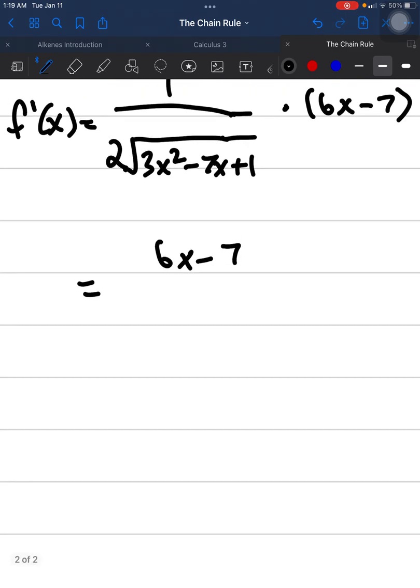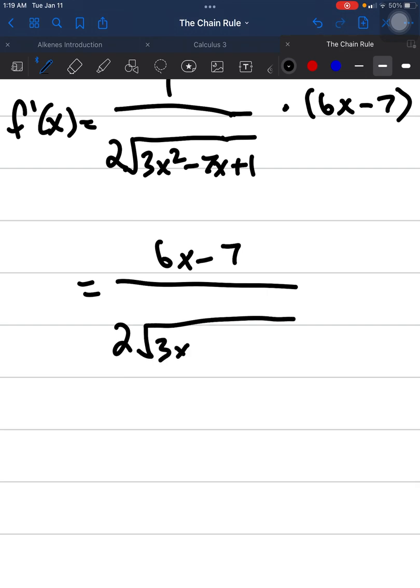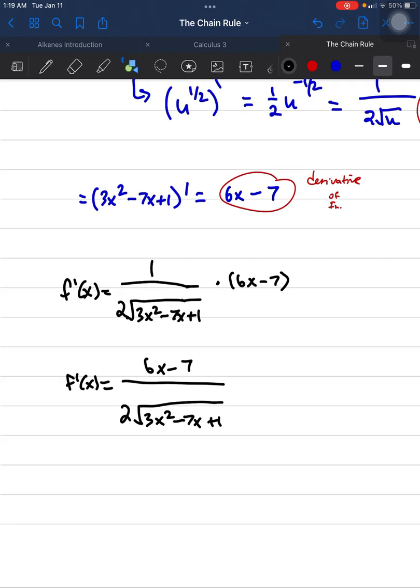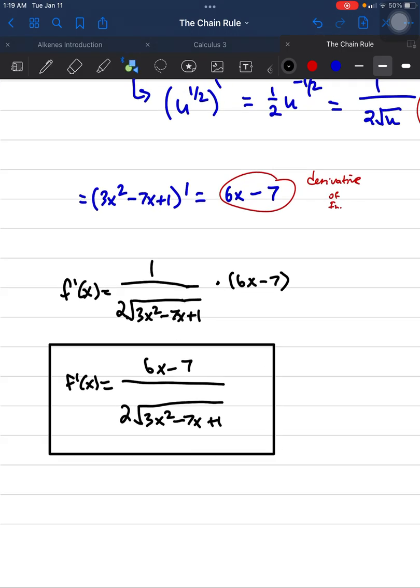And our final derivative is basically, you can put the 6x minus 7 over the entire denominator, 2 radical (3x squared minus 7x plus 1). And our final derivative is this 6x minus 7 over 2 radical 3x squared minus 7x plus 1.